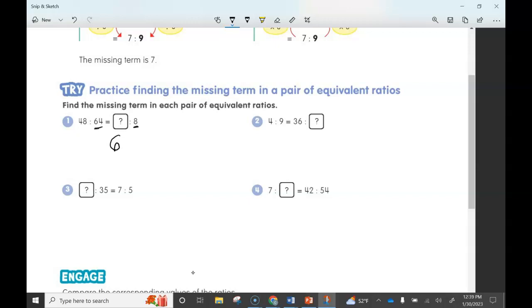So let's do number 3. That second term is the one that we can see has changed. We don't know what the first term is. So what happened to 5 in order to get it to 35? It was multiplied by 7, because 5 times 7 is 35. Since we multiplied one term by 7, we have to multiply the other term by the same number. 7 times 7 is going to give us 49 there. Okay, so we have division for number 1, multiplication for number 3. Just remember, you have to do the same, either multiplying by the same number or dividing by the same number, of each term in order to find that missing term.